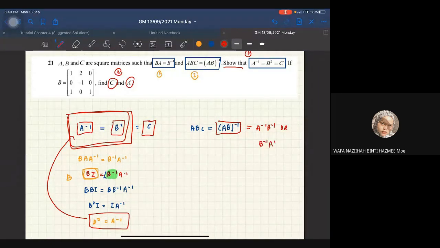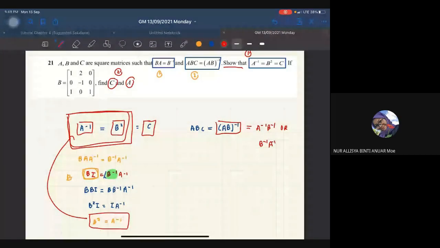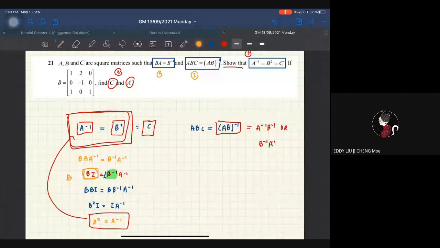Which one is correct? The first one or the second one? Second. Orang lain? First one ke second one? Siapa cakap first, angkat tangan. Tengok sikit. Okay, so ada beberapa orang angkat tangan. Alright, so actually itu bukan jawapannya. So jawapannya adalah the second one. Okay, so this is the correct one.